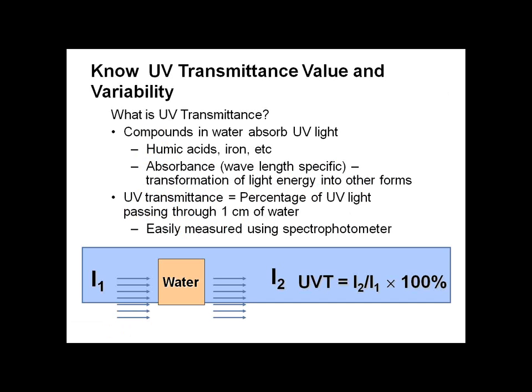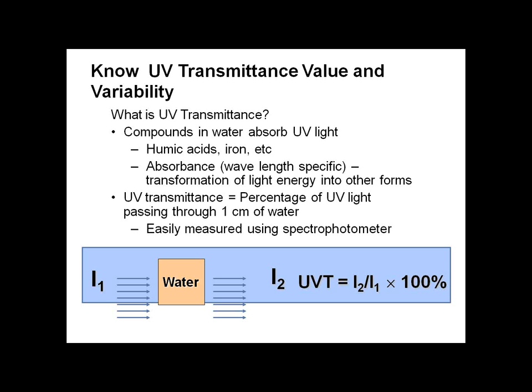So we need to know transmittance. We talked a little bit about that. There are various compounds in the water that absorb UV light. We talked about iron. There are humic acids. So there's a lot of material within the water itself that will tend to absorb UV, and we refer to it as transmittance.